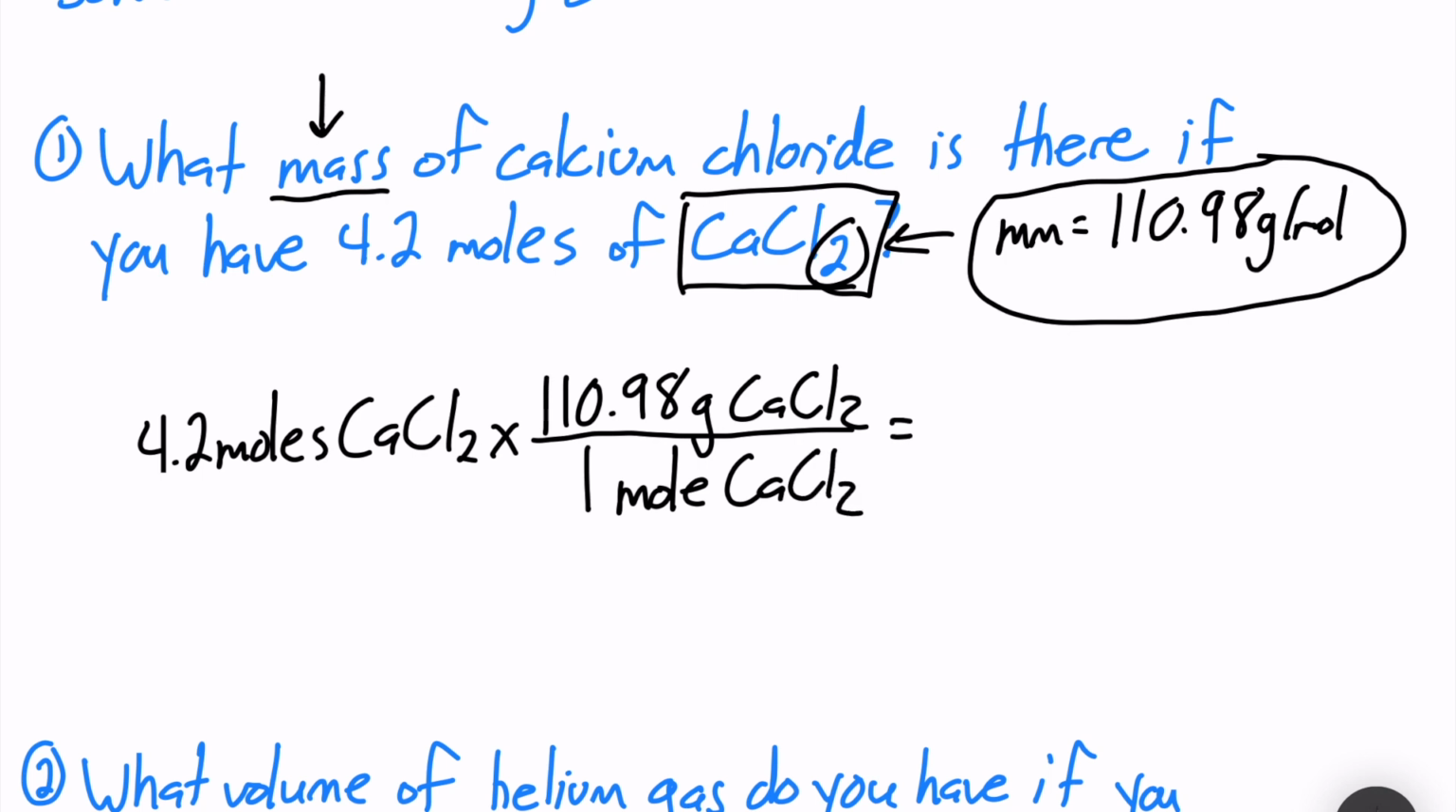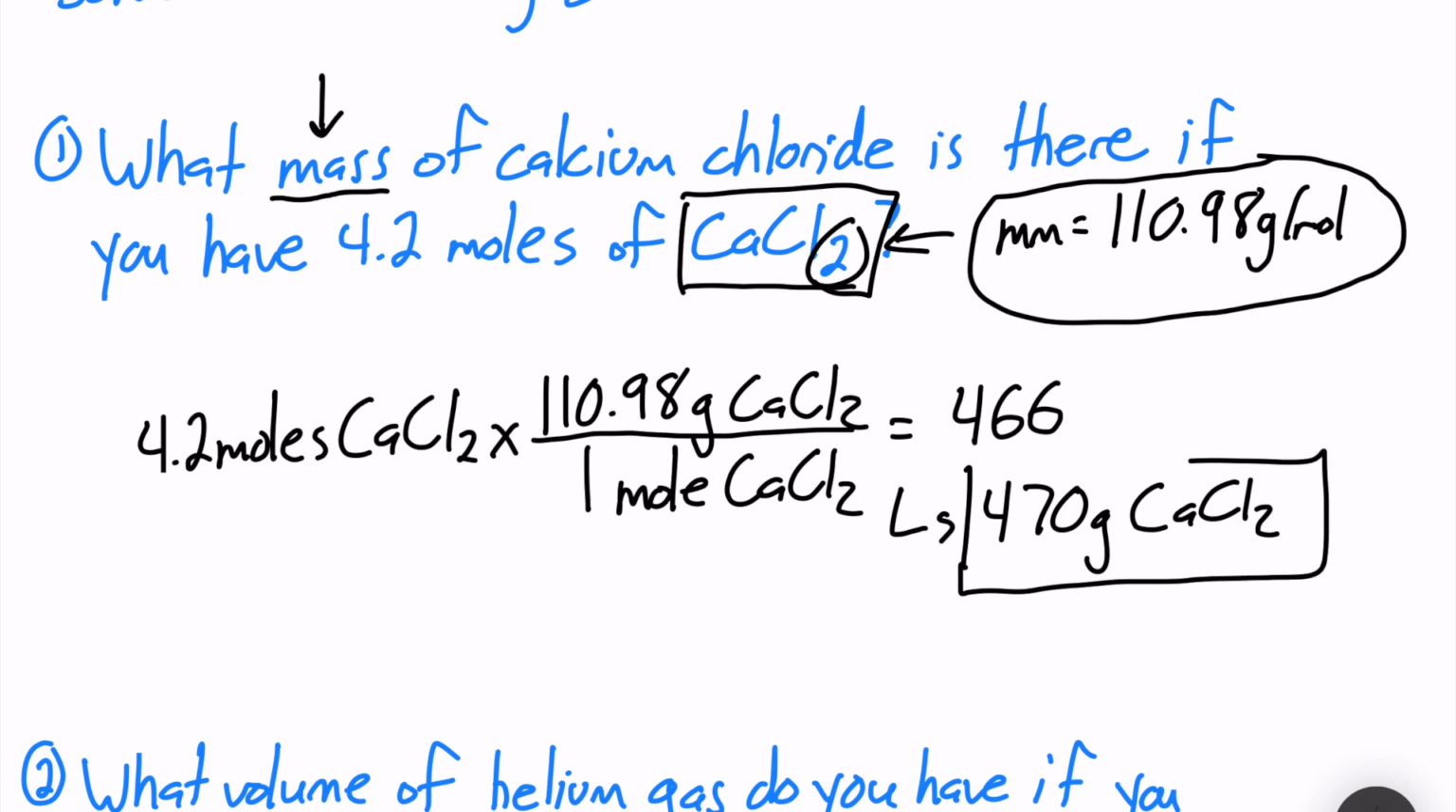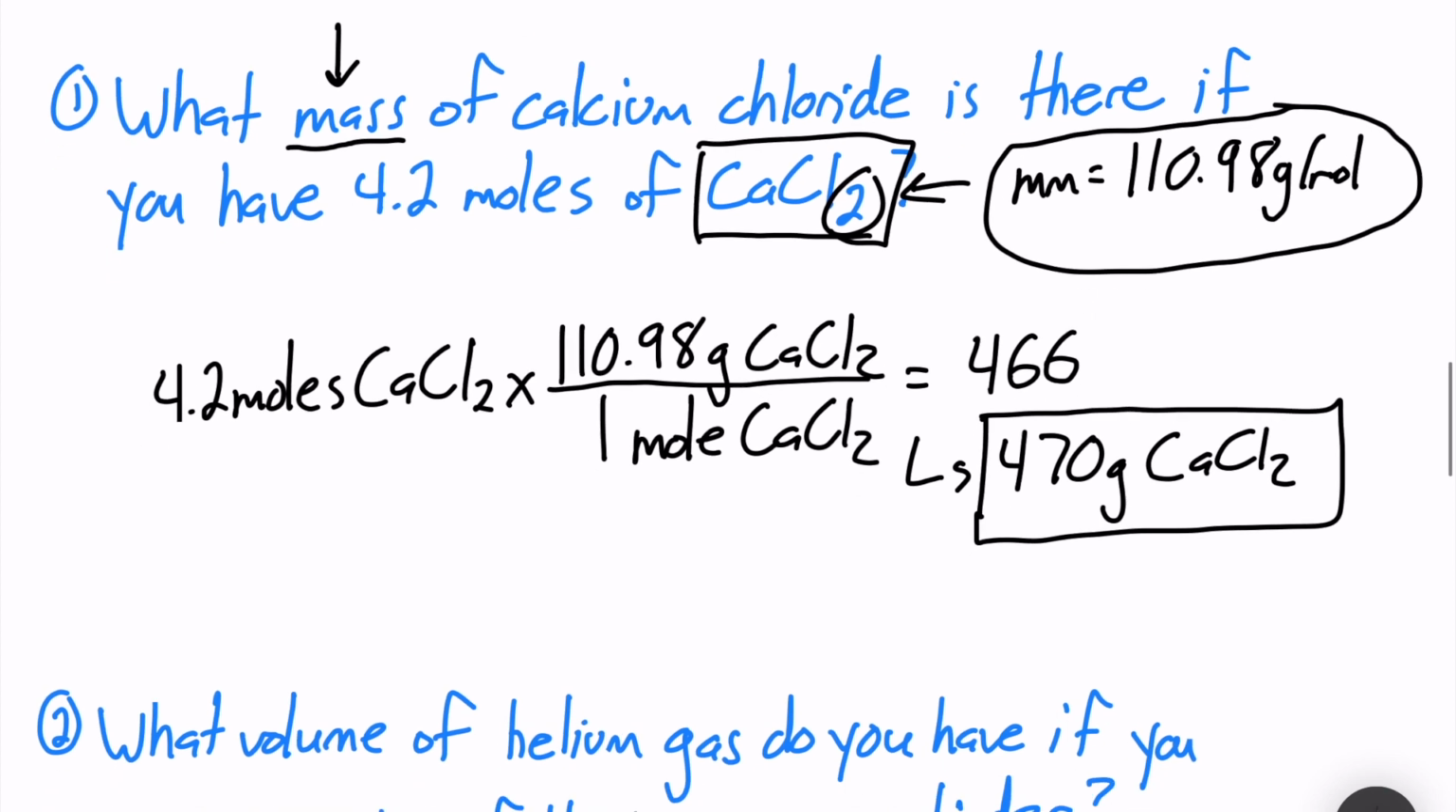Okay? And when you type that into your calculator, you will get the mass of CaCl2 of 4.2 moles of it. So type in 4.2 multiplied by 110.98, and you should get 466, and we have to reduce to sig figs here. So you should get 470 grams of CaCl2. So that is our final answer for example number 1. Right? Let's go on to number 2.